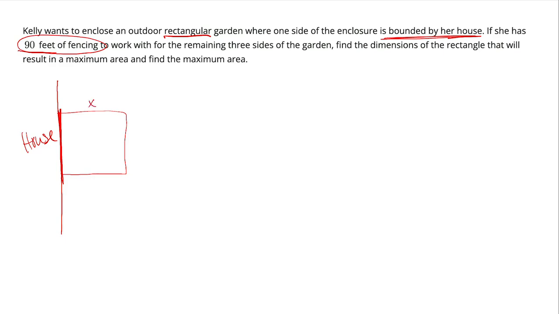So let's go ahead and label these X and Y. So X is over here. So there's 2 X's and a Y that add up to 90 feet of fencing. So what we're supposed to do is find the dimensions of the rectangle that will result in a maximum area. So let's find X and Y that will give us a maximum area and then actually find what that maximum area is.